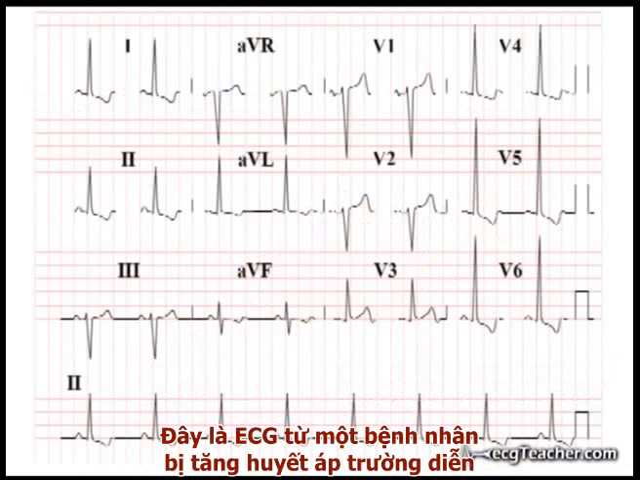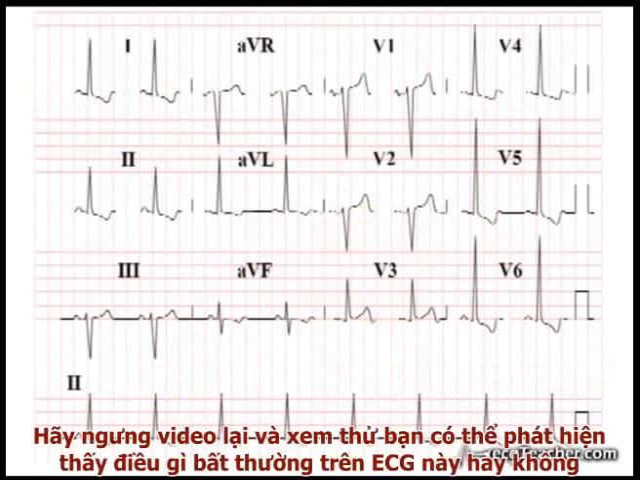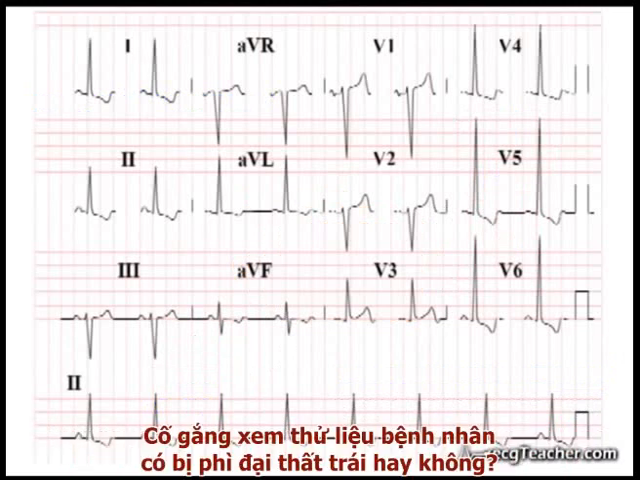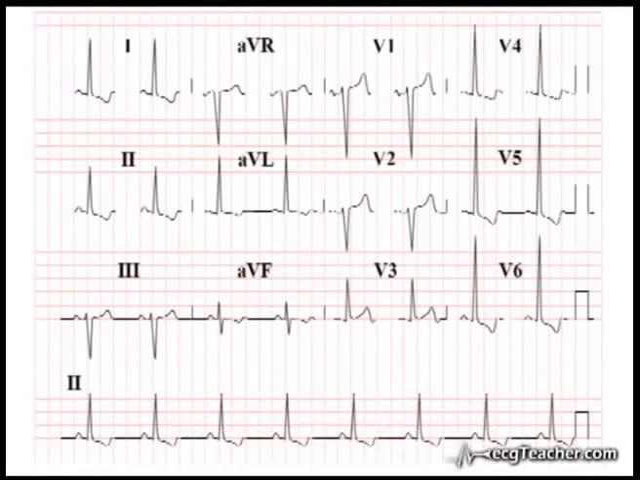This is an ECG from a patient with long-standing hypertension. Why not stop the video at this point and see if you can work out the abnormalities present. Try to determine if the patient has LVH and list any other abnormalities or points of interest you identify.